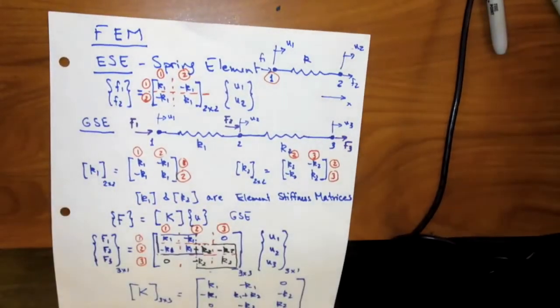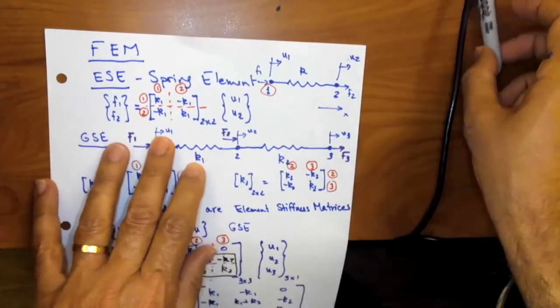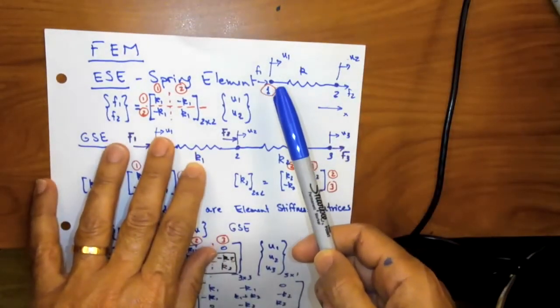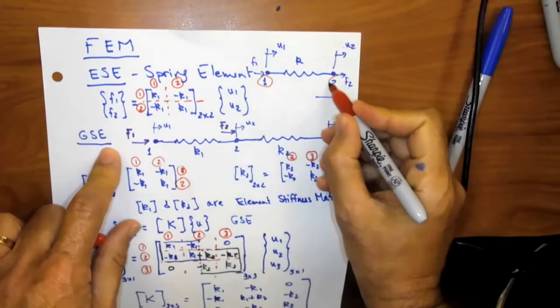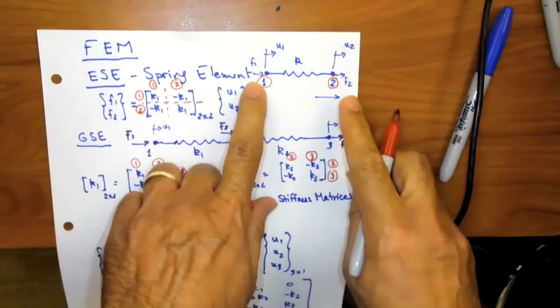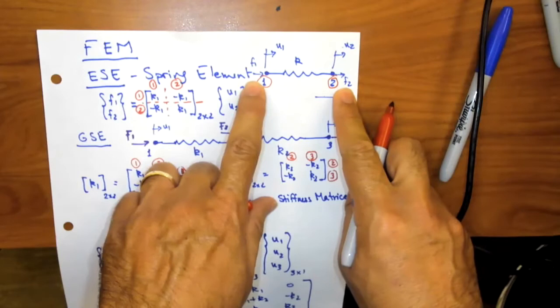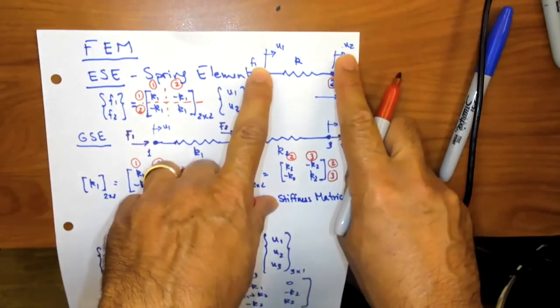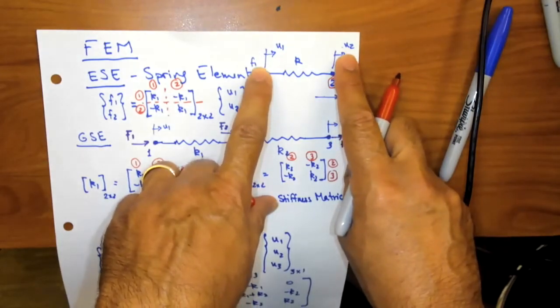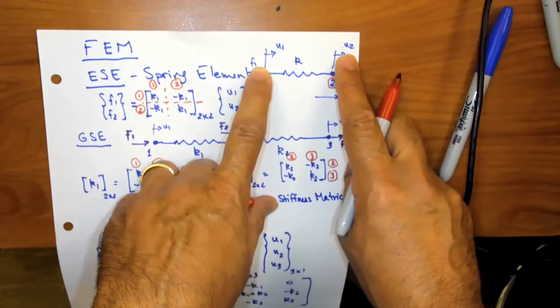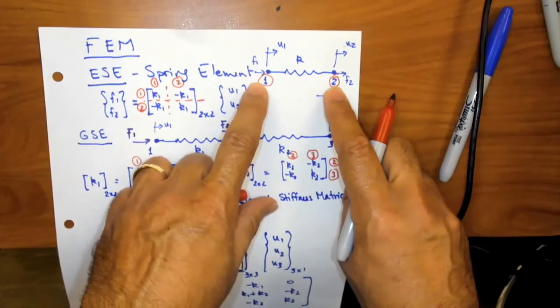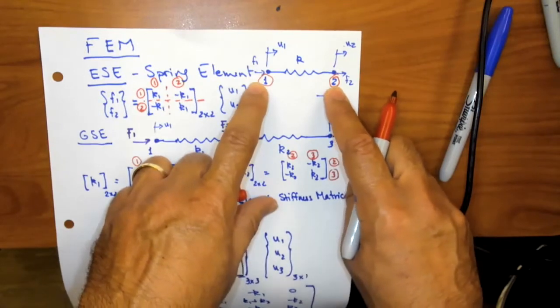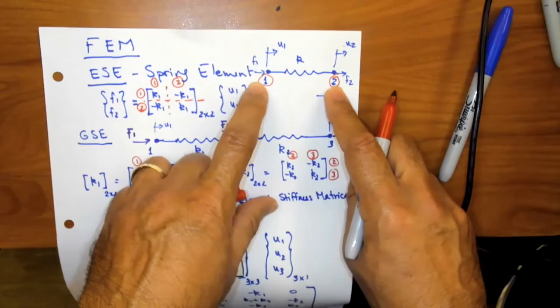Okay, so on Tuesday, we were able to look at a simple spring element made of two nodes, node 1 and node 2. And we said that there are element forces F1 and F2. Node 1 and node 2 have the displacements U1 and U2. We derived the element stiffness equations for a spring or bar element.